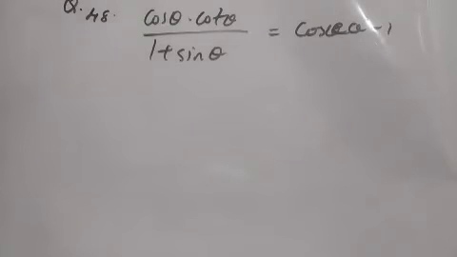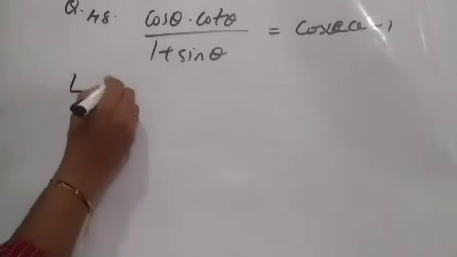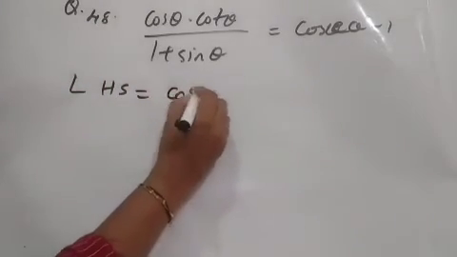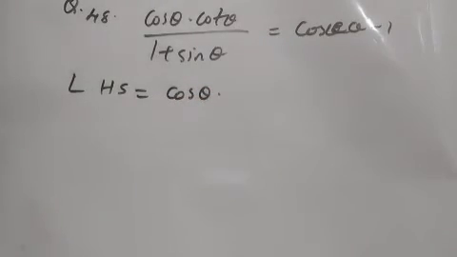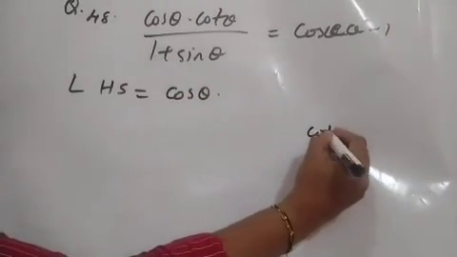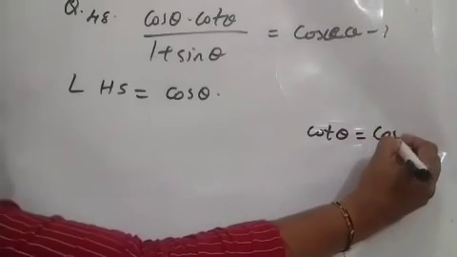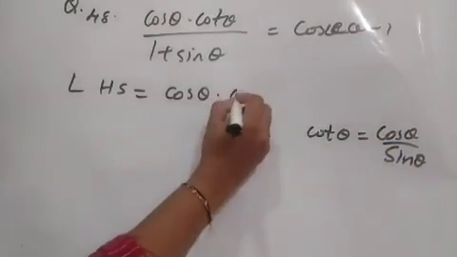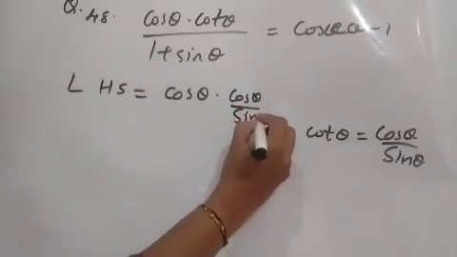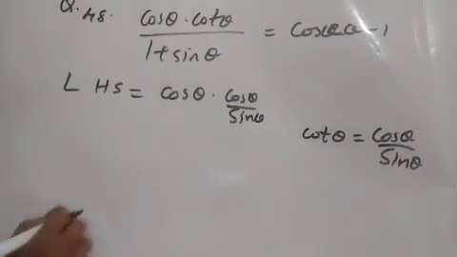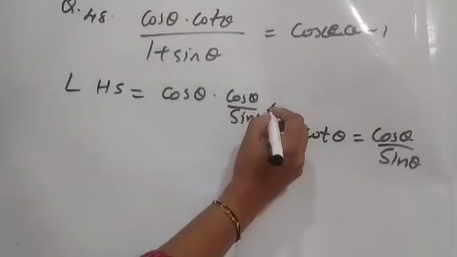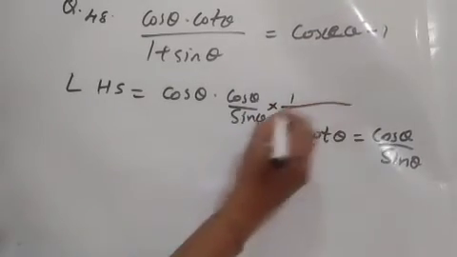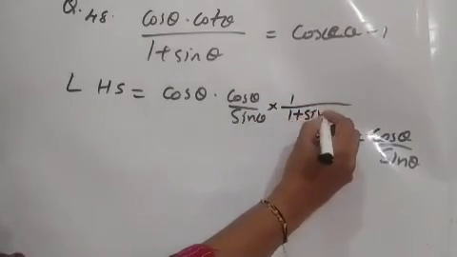Cos theta into cot theta by 1 plus sin theta equal to cosec theta minus 1. We have to prove this. Let us take the LHS. Cos theta into cot theta. How can we replace cot theta? Cot theta is cos theta by sin theta. We can replace that. Cos theta by sin theta divided by 1 plus sin theta. That is into 1 by 1 plus sin theta.